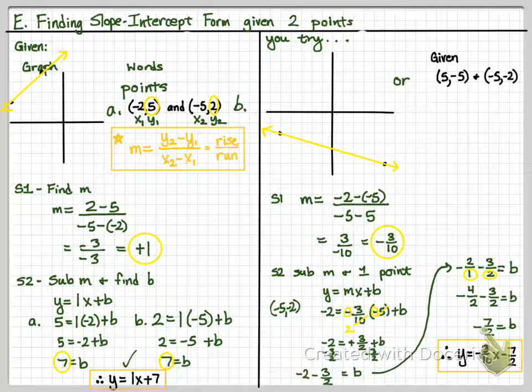Plug both of our pieces in, our m and our b, into our parameters. Leave x and y, our variables, alone. And that's your equation for the second one.